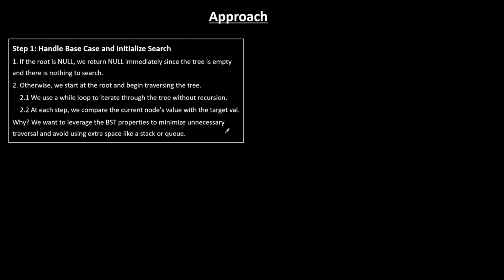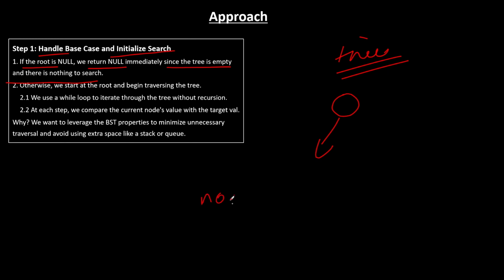Now, since we got the intuition of the problem, let's look into the approach and how we're going to solve it. We'll start with handling a base case and initializing the search. If root is null, we return null immediately since the tree is empty and there is nothing to be searched. This is a common base case in every tree question. If you reach a leaf node and root left or right is null, there's no use of doing anything, we just return in that case.